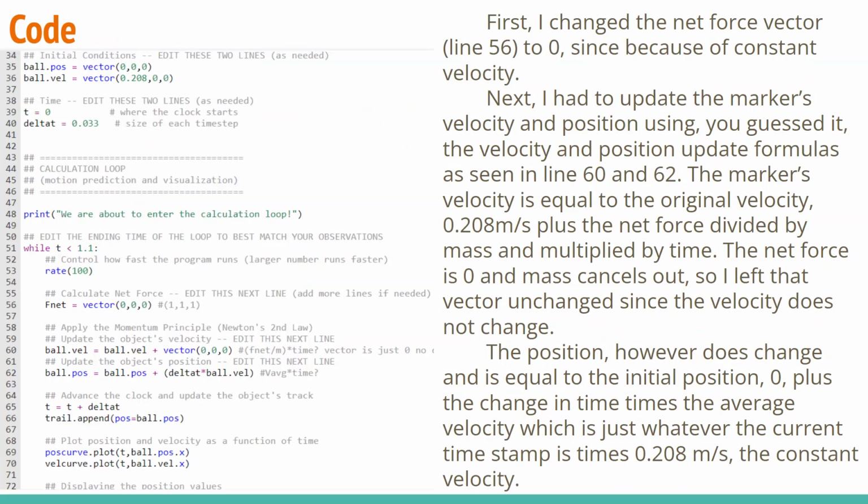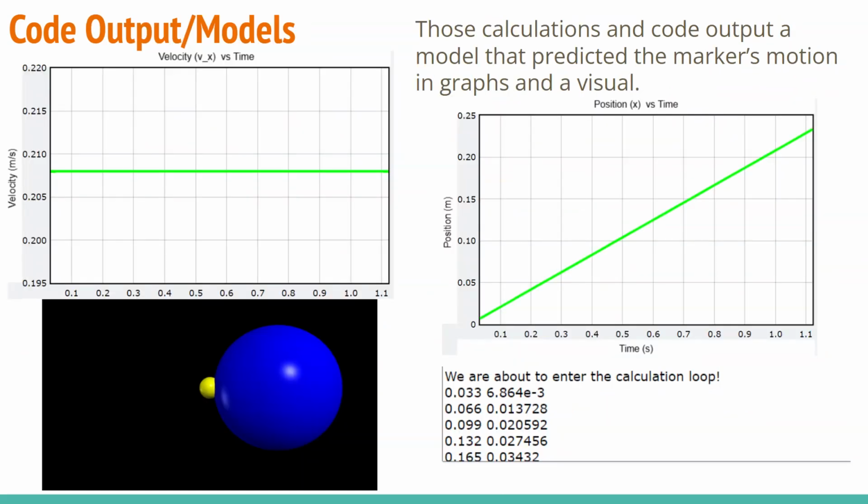First, in the code, I changed the net force vector on line 56 to 0, because of the constant velocity. Next, I had to update the marker's velocity and position using, you guessed it, the velocity and position update formulas as seen in lines 60 and 62. The marker's velocity is equal to the original velocity, 0.208 meters per second, plus the net force divided by mass and multiplied by time. The net force is zero and mass cancels out, so I left the vector unchanged since velocity does not change. The position, however, does change and is equal to the initial position, 0, plus the change in time times the average velocity, which is just whatever the current timestamp is, times 0.208 meters per second, the constant velocity. Those calculations in code output a model that predicted the marker's motion in the graphs and a visual.